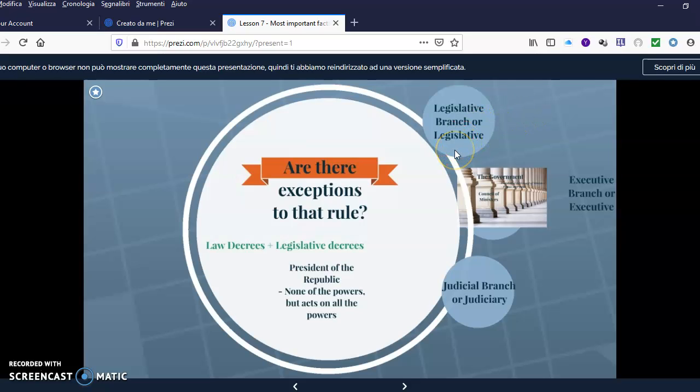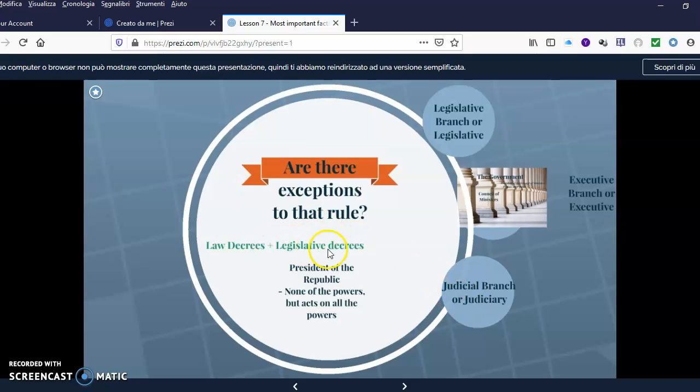Legislative power belongs to the parliament, executive power to the government, and judicial power to all the judges. Each judge is a holder of the judiciary power. What happens? Are there exceptions? Yes, of course there are.